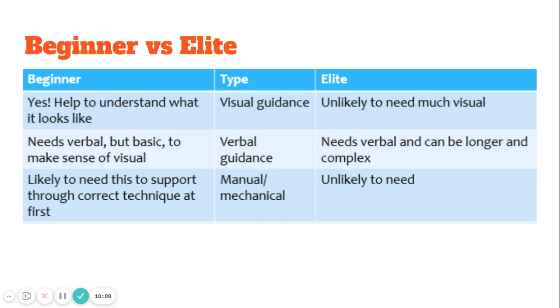So with D5, you need to go away. You need to evaluate beginners versus an elite, who uses it, when they use it, and identify opportunities to use all of the different types of guidance in your lesson. It might be that you choose not to. So, for example, if you're doing a lesson on dribbling, you may not use mechanical guidance because we do not really use mechanical guidance when teaching football in the early stages at our level.